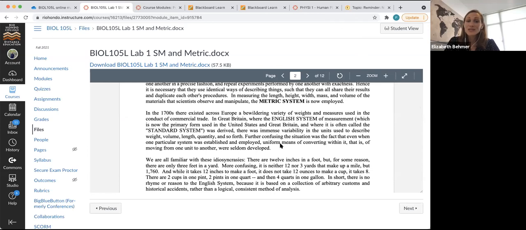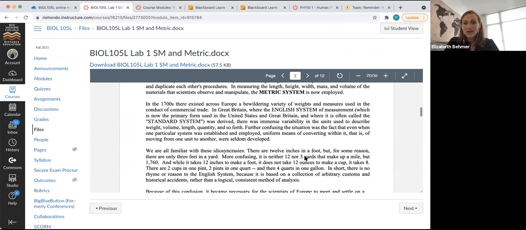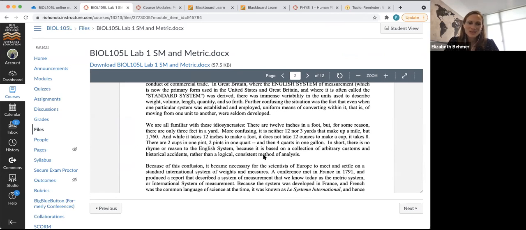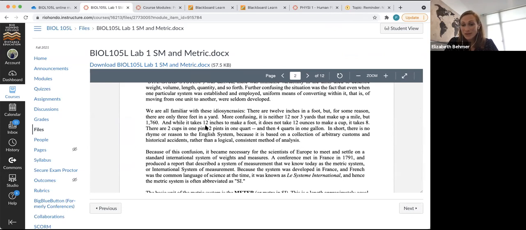So in the 1700s, there existed across Europe a variety of weights and measures. The English system of measurement is what we use in the States, which is even more confusing, and we're all familiar with some of these. These are also called idiosyncrasies. For example, there's 12 inches in a foot, but for some reason, there are only 3 feet in a yard. More confusing, it's neither 12 nor 3 yards that make up a mile, but 1,760. And while it takes 12 inches to make a foot, it does not take 12 ounces to make a cup.